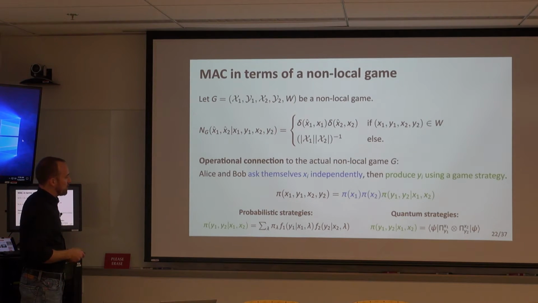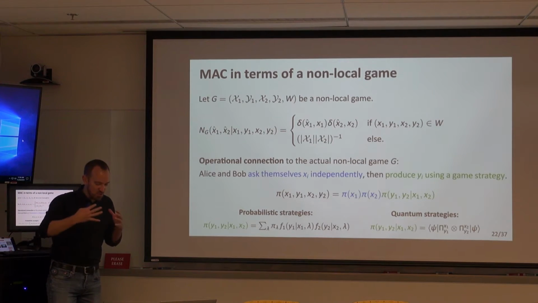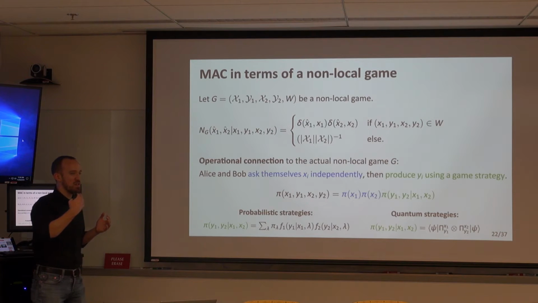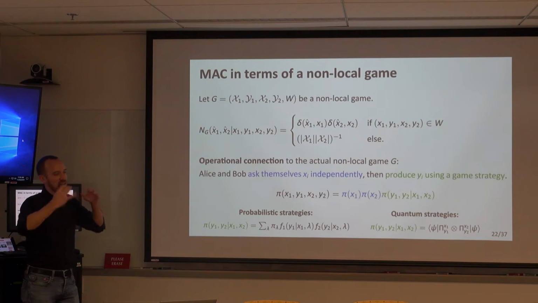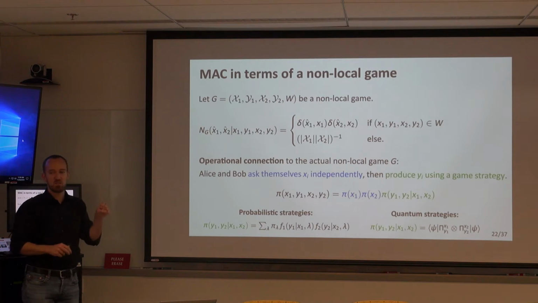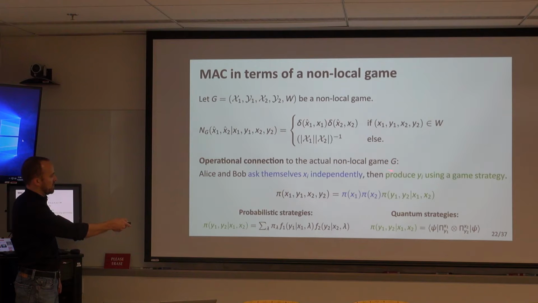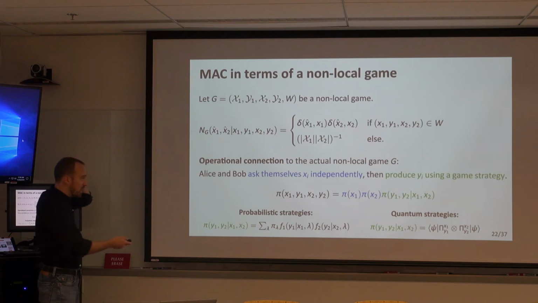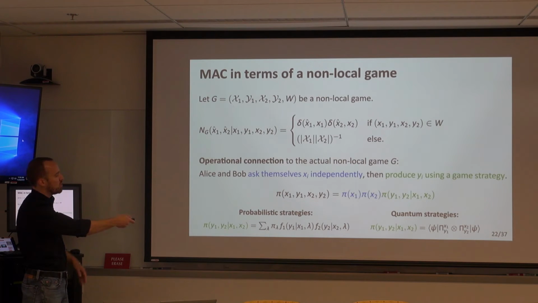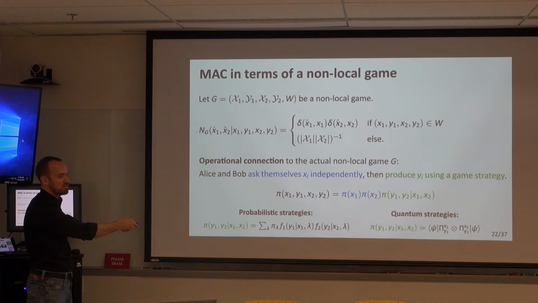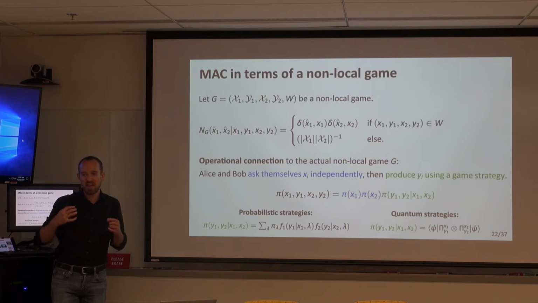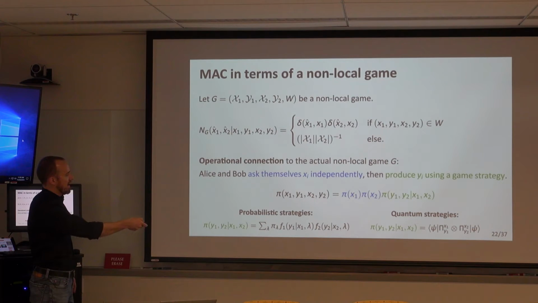And the operational connection to the actual game and the strategies in the game is that you can imagine the two senders first asking themselves a question. So they choose some input distribution and draw x1 and x2. And then they use the game strategy to come up with y1 and y2. So mathematically, this is the distribution that you can generate in this way. And since we talk about MAC, you still want the first step to be independent. So they ask themselves the questions independently. And then the green part is the point where the game strategy comes in.